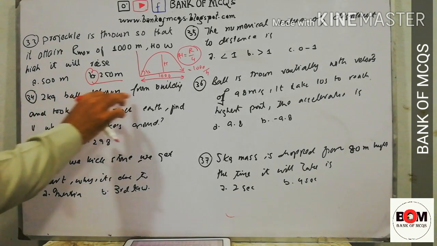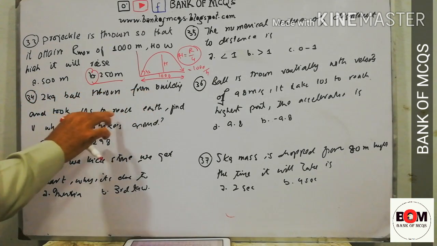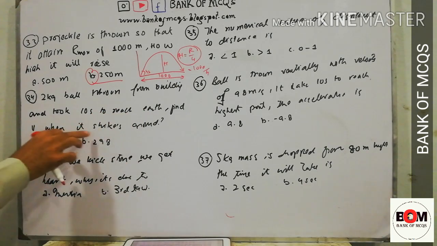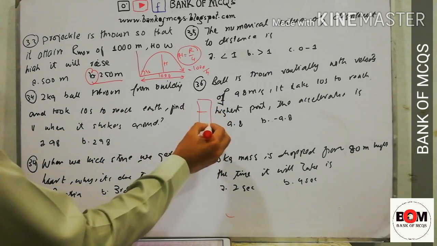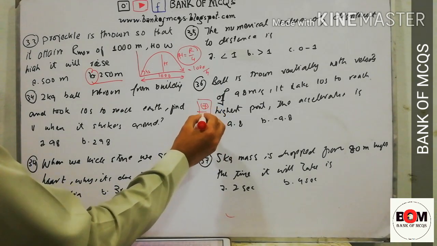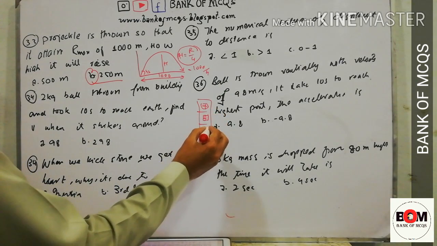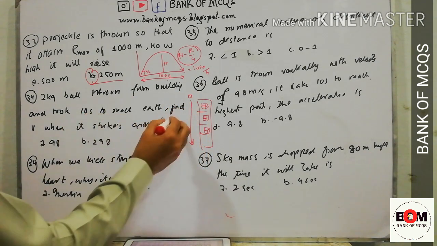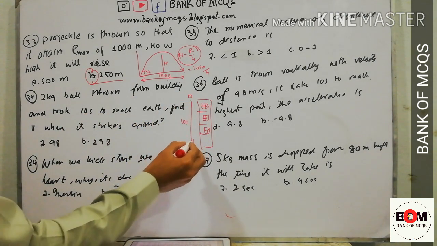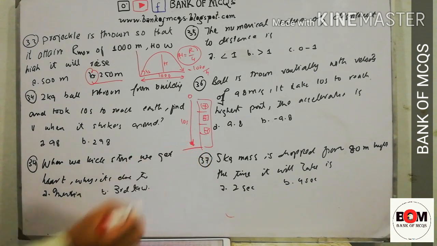Next: a 2 kilogram ball is thrown from a building and took 10 seconds to reach the earth. Find the velocity when it strikes the earth. They have said that this is the building. They have thrown a ball from it. The ball took 10 seconds to reach the earth. Find its velocity when it touched the surface of the earth.